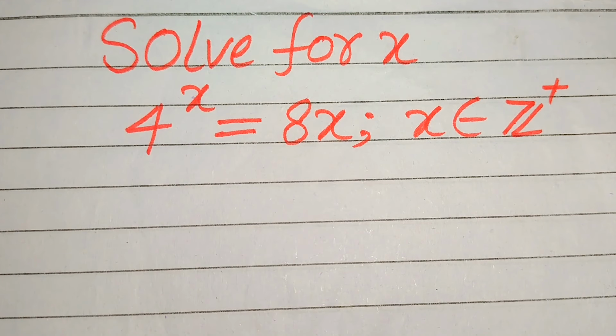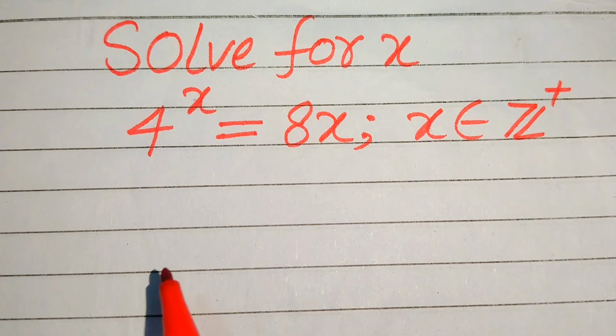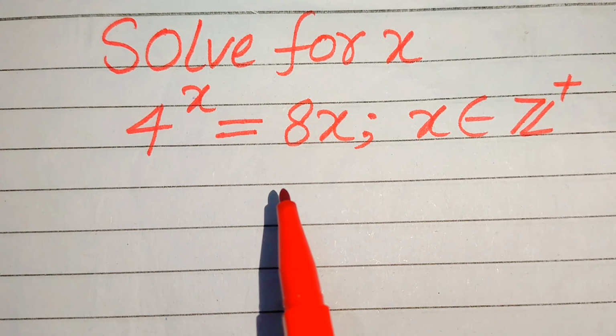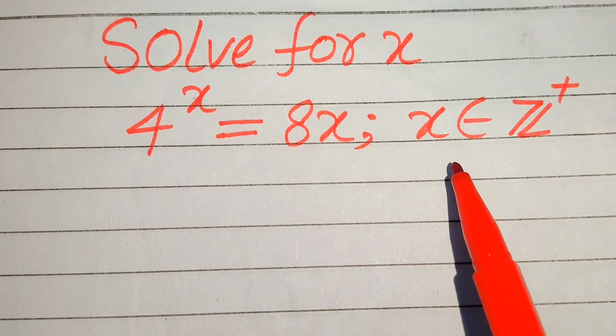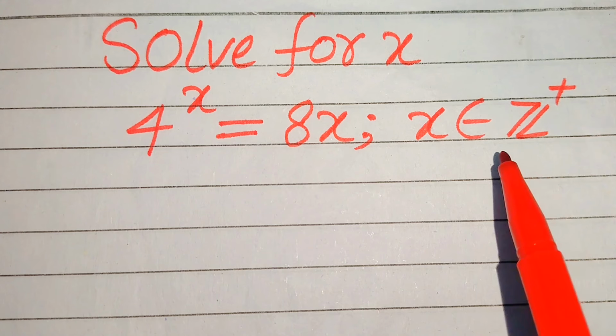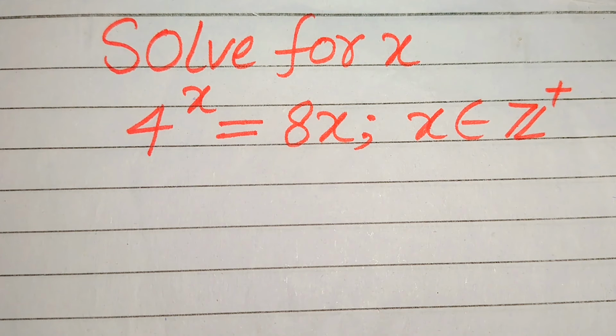Hello everyone, how to solve this problem for the values of x if we have 4 to the power of x is equal to 8 times x, and we solve this problem for the values of x. Here we have one condition: our x must be a positive integer. This means that we solve this problem for the positive integral values of x.